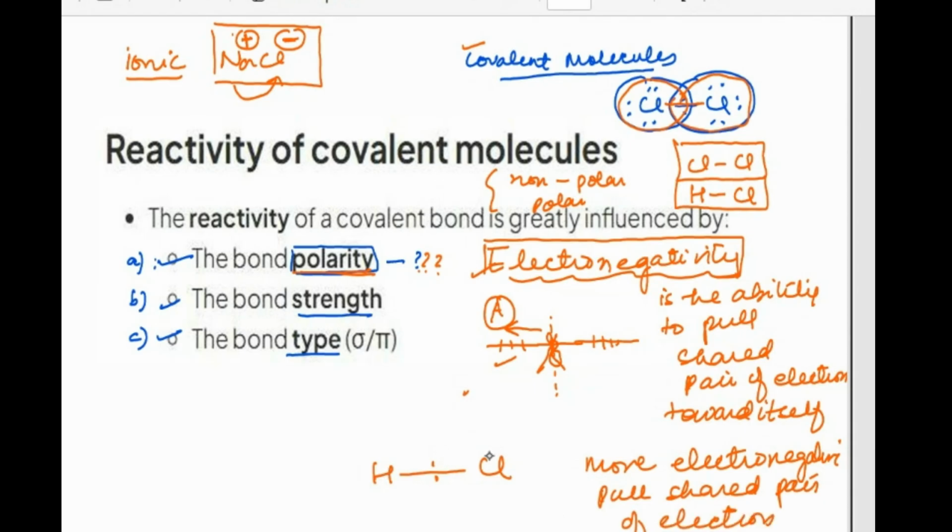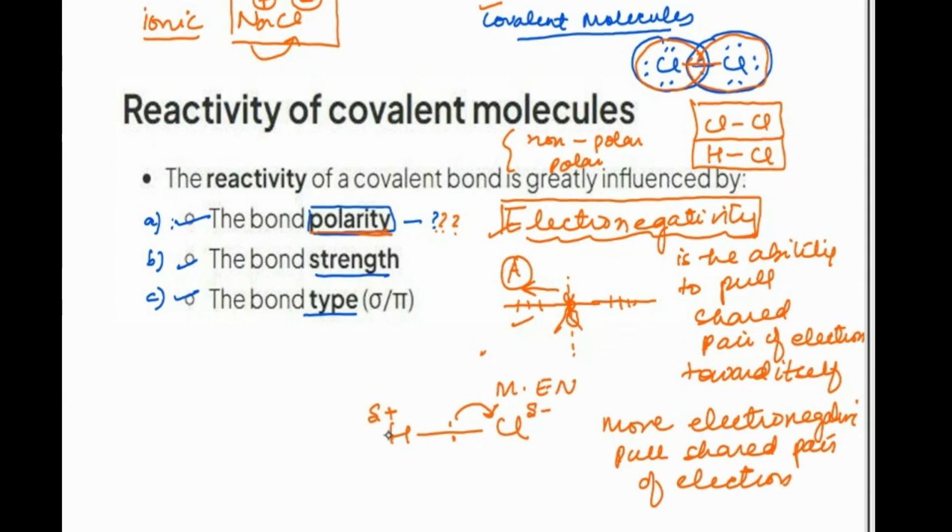Okay, let's say chlorine is more electronegative. So this shared pair of electrons will be pulled more towards the chlorine. Because it will be pulled more towards chlorine, it will acquire a partial negative charge, and the electrons will be moving away from hydrogen, so hydrogen will acquire a partial positive charge. When this happens, we say that hydrogen chloride is a polar molecule.